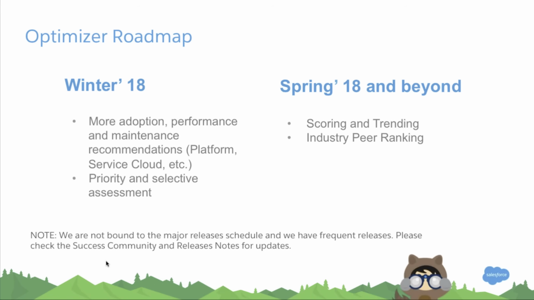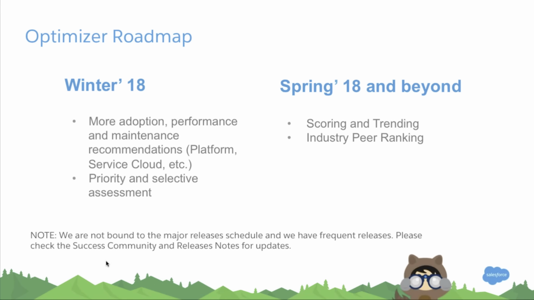We're gonna do that by adding features for the platform, Service Cloud, Sales Cloud. So across clouds, we're gonna provide recommendations on specific features you could be leveraging. And again, those are usage-based. So we are not just saying to everybody you should use Path, for example. Based on what you're doing today in your org, we're gonna recommend specific features.